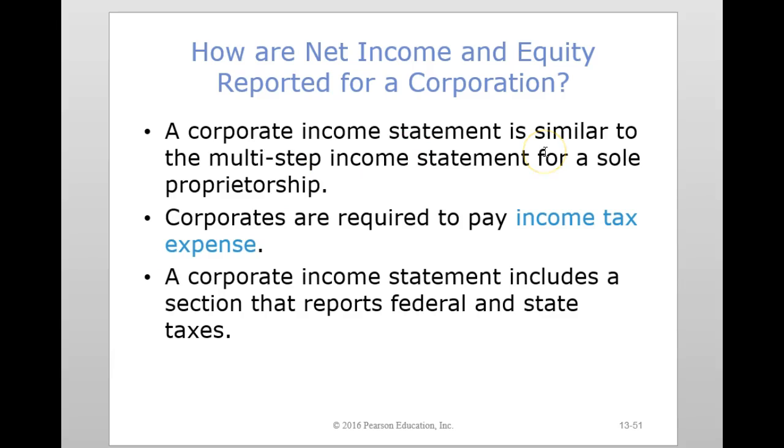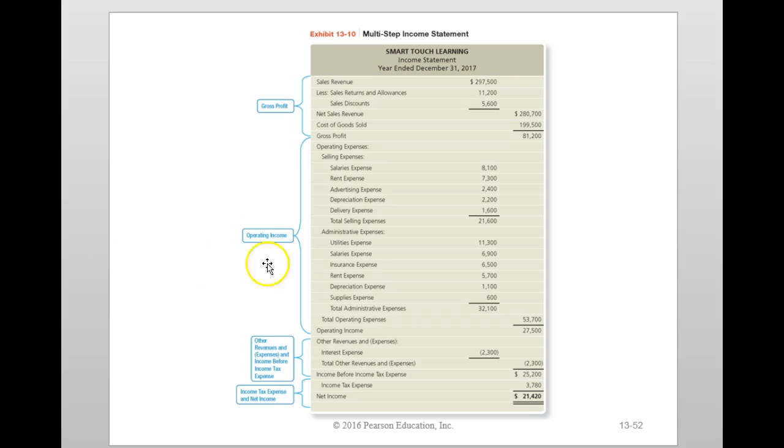So a corporation's income statement is similar to a multi-step income statement for a sole proprietorship, except it has an income tax expense, because sole proprietorships and partnerships don't have to pay an income tax. It also includes a section for both federal and state. It kind of looks like this. So this is our gross profit. These are our operating expenses. Here are our other expenses with interest. And finally down here is our tax expense.